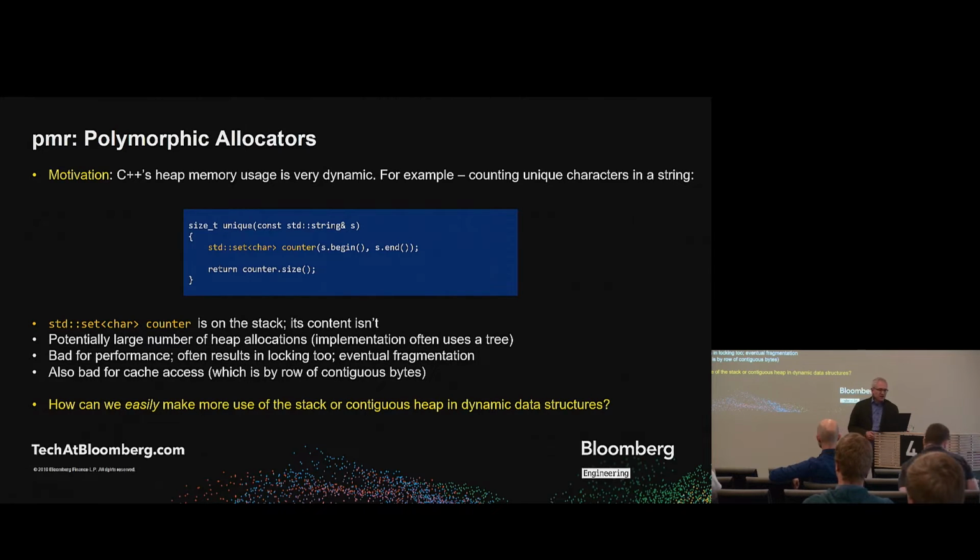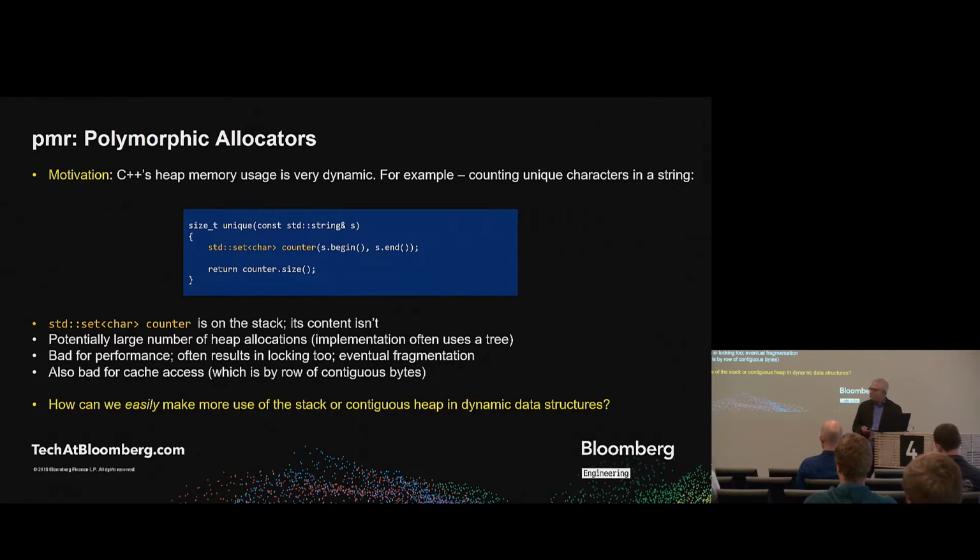I have an example here where I've just got it using a set. The fact that a set just has a unique entry for each value you give it. I'm using it to count the number of unique characters in a string that I give it. The set itself is on the stack here. That's great. But it's going to reach out to the heap in order to build its own internal data structures, which is typically a tree.